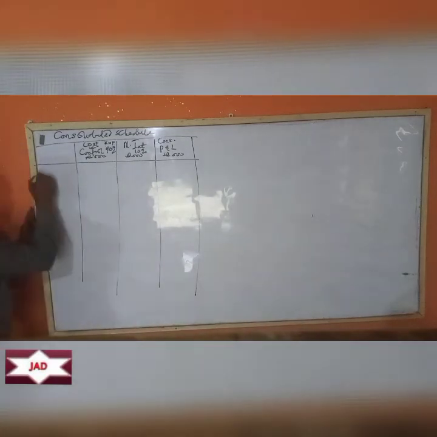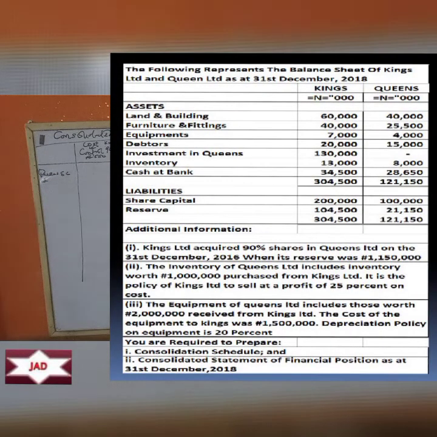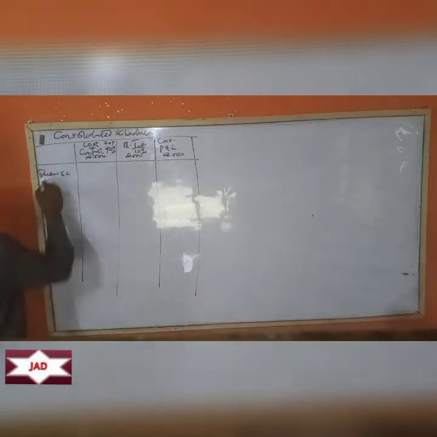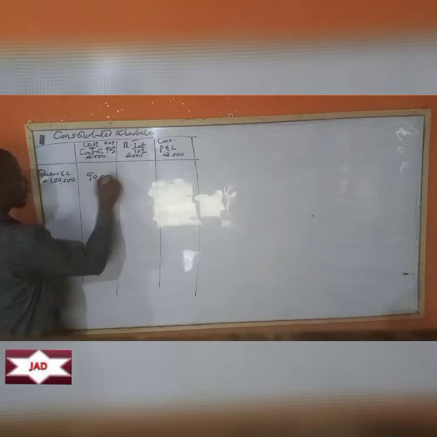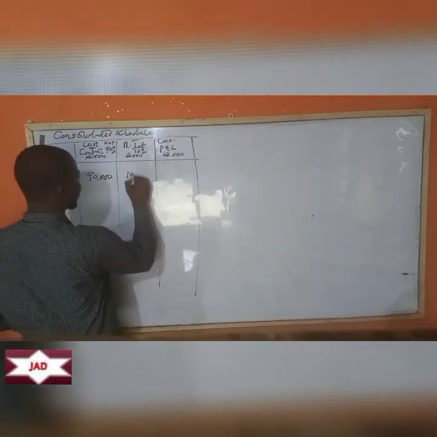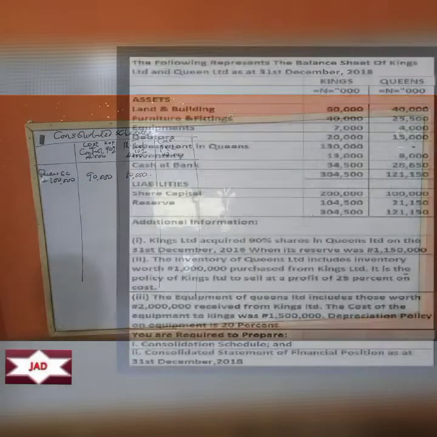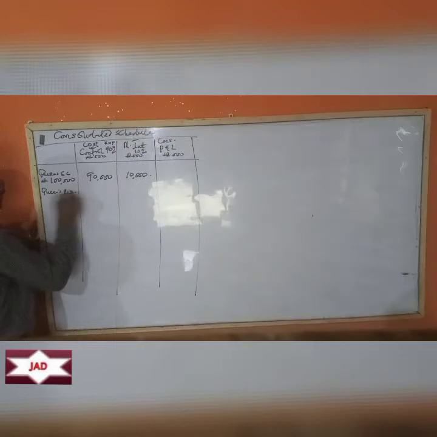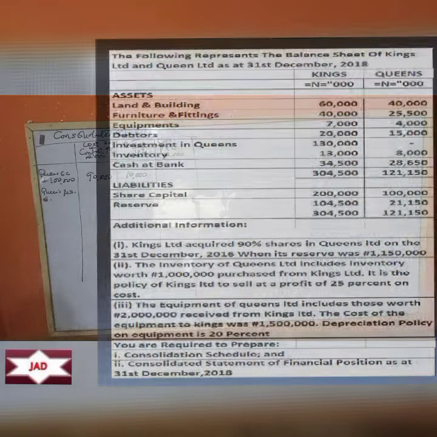So what's the first thing there? Queen's share capital. That's how much? According to the question, Queen's share capital is 100 million. So we have 100,000 here. So 90% here is 90,000. Here is 10,000, right? Now the next thing is reserve. What's Queen's reserve? Now, before I write the reserve, we have to adjust because there's an adjustment here that will affect the reserve. So what's the first thing?